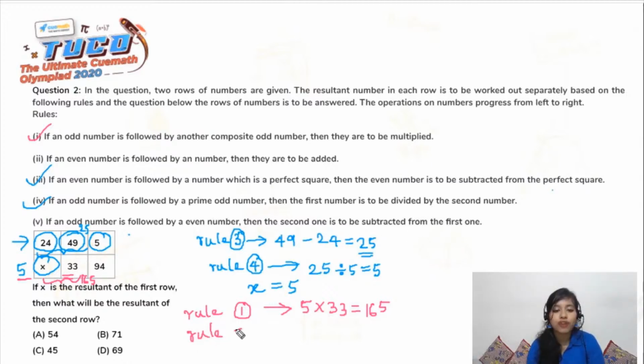So as per rule 5, what am I going to do? I'm going to subtract 165 minus 94, and that's going to give me 71. Hence, the result of the second row is nothing but 71.